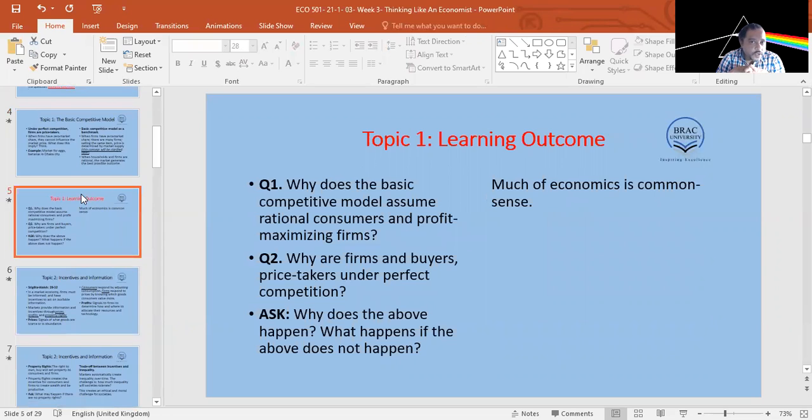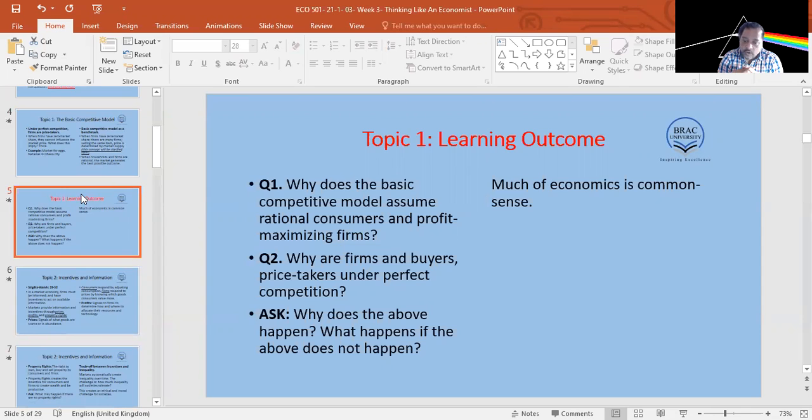So we come to the end of part one, which is the basic competitive model. This is our learning outcome. After this video, please ask these questions to yourselves after reading the text. Why does the basic competitive model assume rational consumers and profit maximizing firms? Answer is very simple. If firms are not rational, households are not rational, what will be the outcome? Why are firms price takers under perfect competition? Simple, because their market share is zero. They cannot influence the industry outcome.